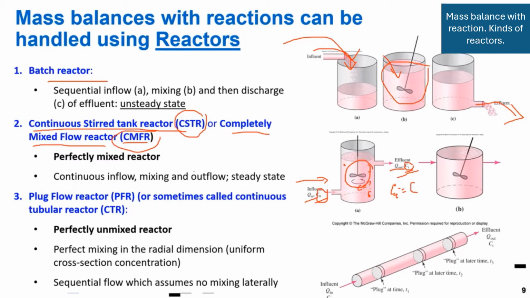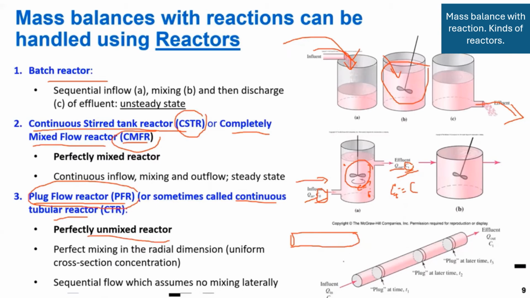The next reactor that is also commonly seen in environmental systems is the plug flow reactor, PFR, or sometimes it could be called a continuous tubular reactor, or CTR, but normally it's plug flow reactor. So what is a plug flow reactor? This system is a completely unmixed, or perfectly unmixed, reactor. What does it mean? This is a reactor that is usually used for pipes. There is a high aspect ratio. It means that the length is much longer compared to the width in this case.